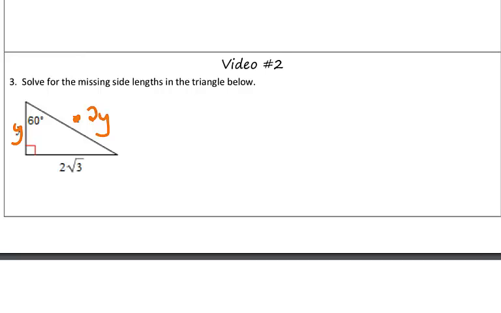We learned that if the shorter leg is y, the hypotenuse is 2 times the shorter leg, or 2y. So I only have one variable, and I can set up the Pythagorean theorem since I have a right triangle. Setting up the Pythagorean theorem, y squared plus 2 radical 3 squared is equal to the quantity 2y squared.